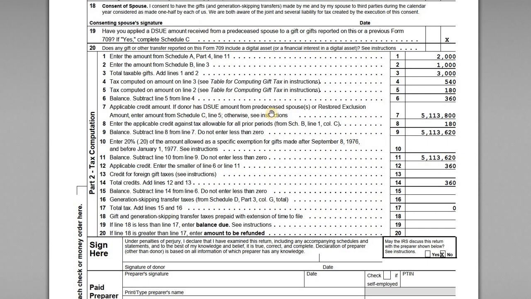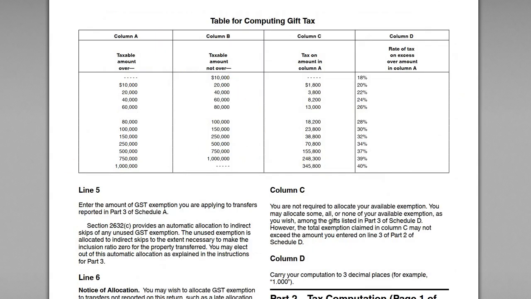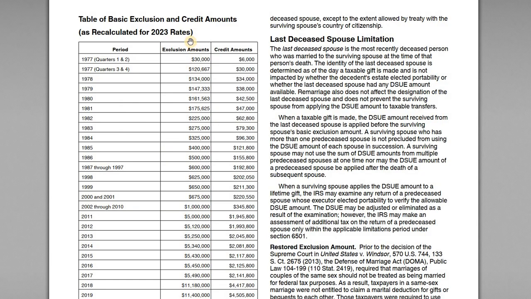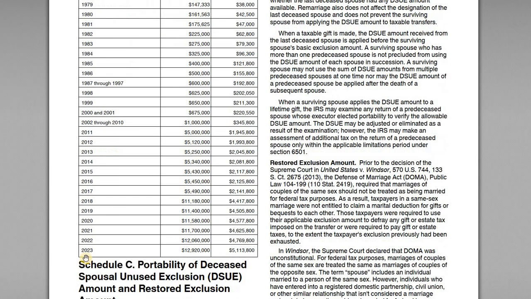So if you have a DSU or a restored exclusion amount, you calculate this a little differently. But in this case, we have neither. So you can simply enter the applicable credit amount for that current year. So if we have a look at the instructions here, we'll go to the exclusion and credit amounts. So we have the exclusion amounts here on the left-hand column, and then the credit amounts on the far right. So if we go to 2023, the credit amount, $5,113,800. This is the value that we're reporting in that line item on page 1.